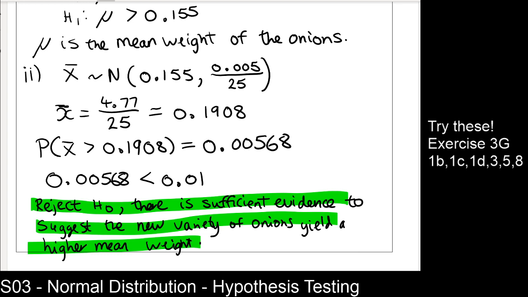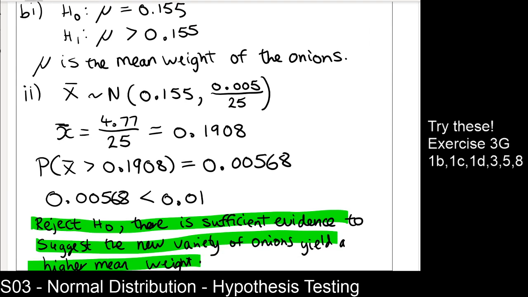But the key things to remember here: always write your hypotheses. Then always make sure that when you've got your sample variance, you divide your variance by n. So that's key as well. Work out your probability, and if it's less than your significance level, then you are going to reject H0. If it is greater than your significance level, you accept H0 in those cases.